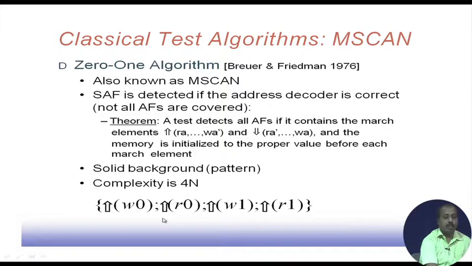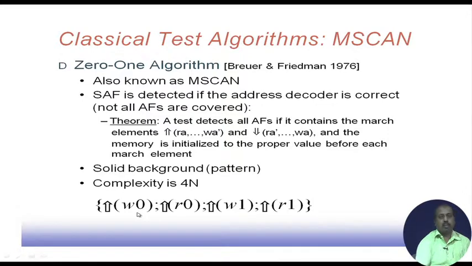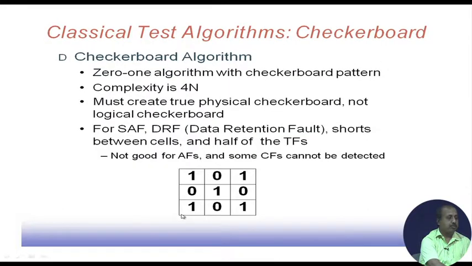It is a solid background pattern, because the background at any point of time, when one template is over, the memory background is having all zeros or all ones. That is why it is called a solid background pattern, and complexity is 4 into n, where n is the number of cells in the memory. So, how many such read write operations, or how many memory accesses we are doing, determines the complexity of this algorithm. You see that there are 4 such operations to be done on every cell. So, that is why the total complexity is 4 into n.